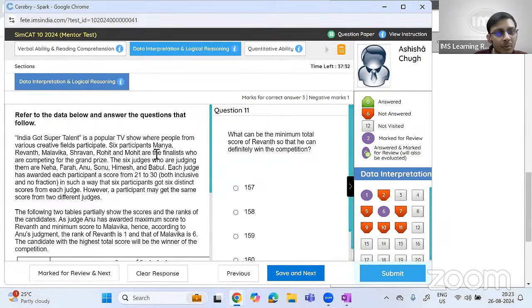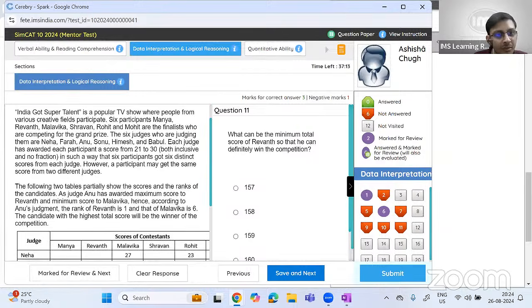India's Got Super Talent, a popular show. People from various creative fields participate. The participants are these, and 6 judges are these. Okay, 6 participants, 6 judges. Each judge has awarded each participant a score from 21 to 30, both inclusive and no fractions, so 10 possible values, in a way such that the 6 participants got 6 distinct scores from each judge. However, a participant may get the same score from 2 different judges.